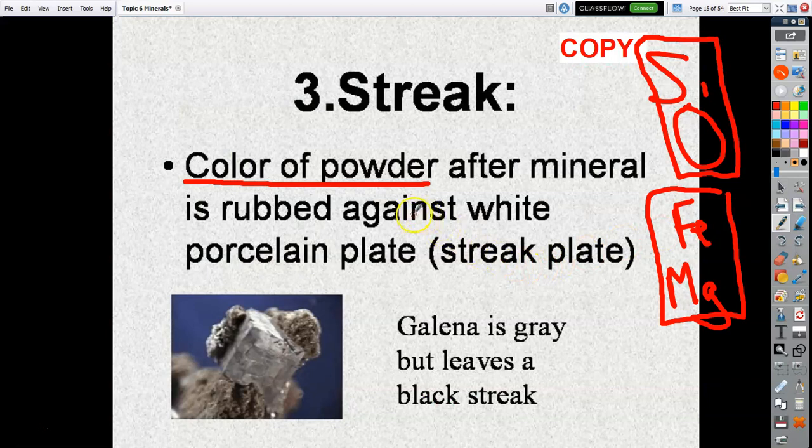So streak is taking the mineral and rubbing it against the streak plate, which is a piece of tile porcelain. Again, you probably did this in middle school. You want to use 2 different colored streak plates. Normally when I do this in lab, we use a white streak plate and a darker streak plate, like a black streak plate. I think I have dark brown streak plates. You want to use a darker streak plate as well because of something like quartz.